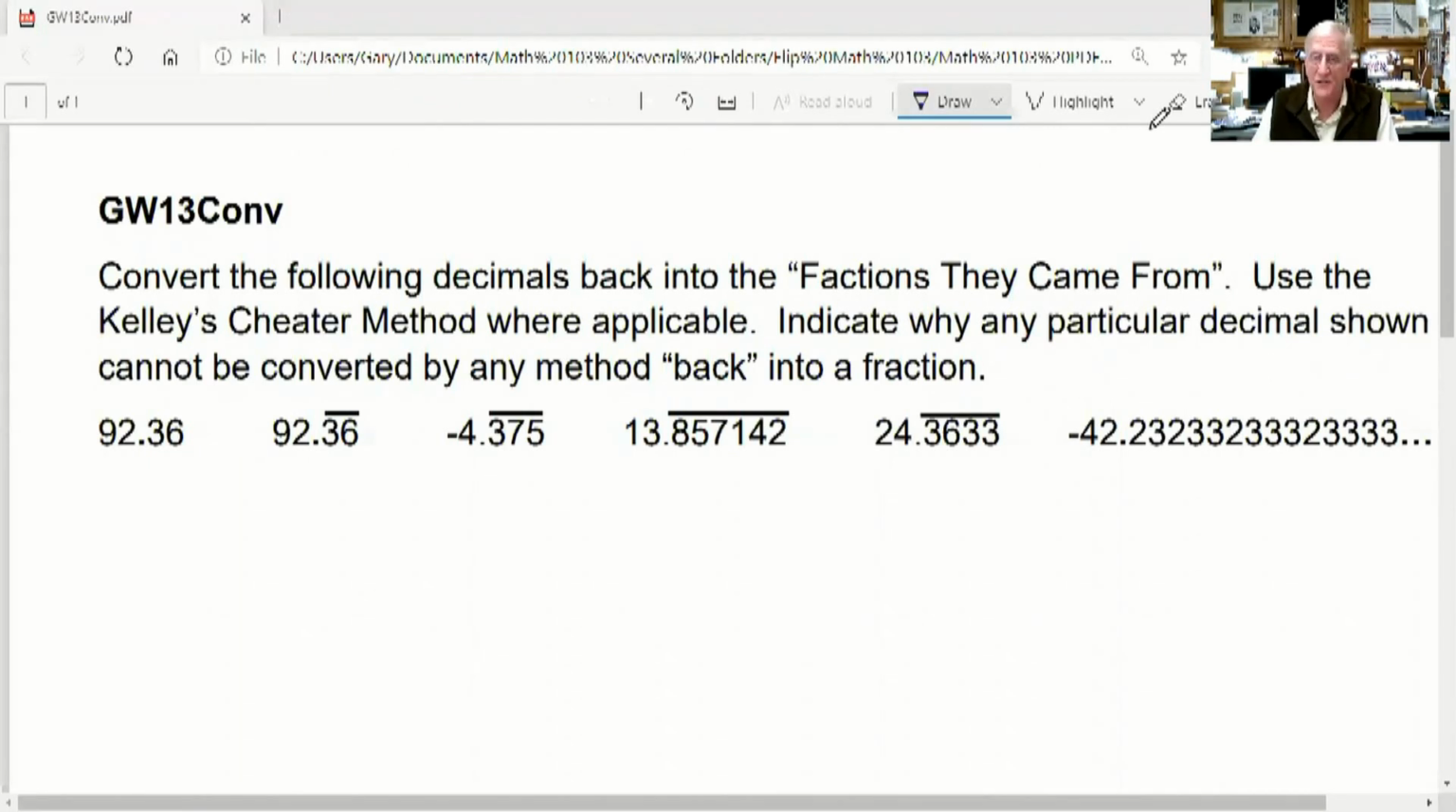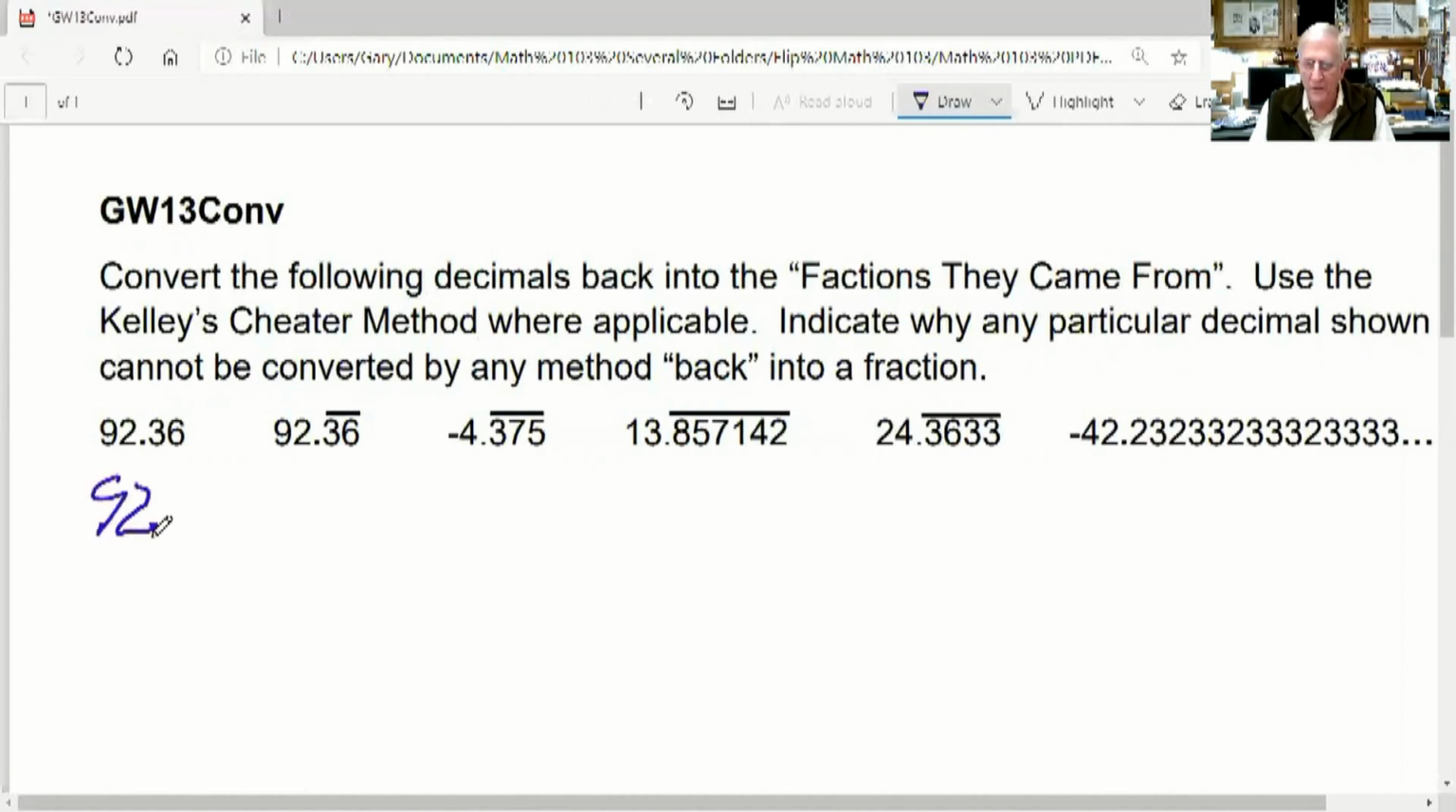All right, first of all, it says, convert the following decimals back into the fractions they came from using the Kelly's-Teeter method where applicable. Indicate why any particular decimal shown cannot be converted by any method back into a fraction. So let's take a look at the first one, 92.36, or 92 and 36/100ths. Can we convert that back to the fraction it came from? Well, as you know, this particular whole number, 92, can be written this way, and I don't need that decimal point, so I shouldn't have really put it there. Pretend it's not there. And what do I do with 36/100ths?